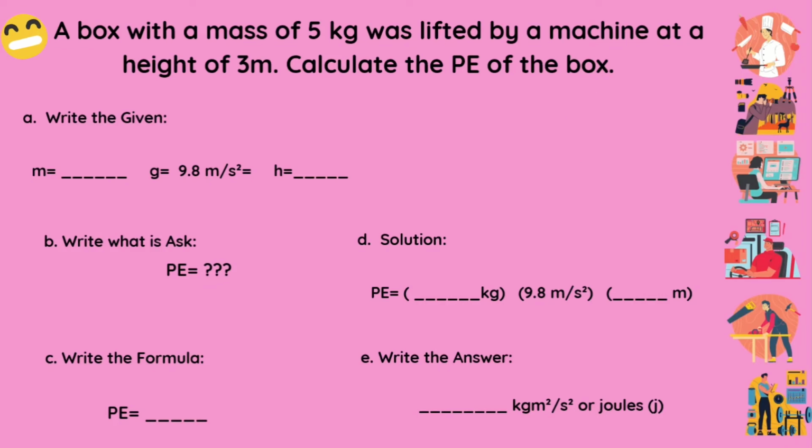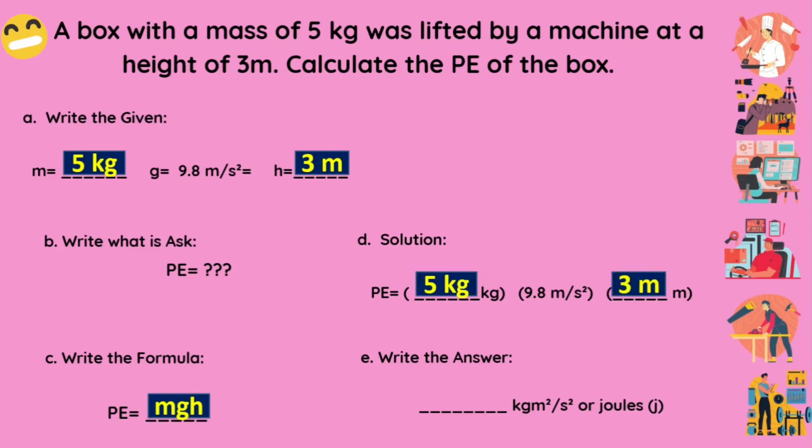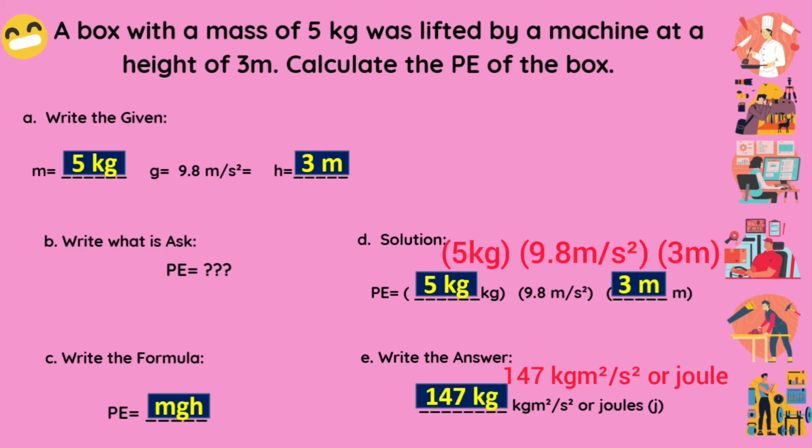Alright, the given mass is 5 kilogram. Kung 5 kilogram ang sagot nyo, very good. The given height is, okay, very good, 3 meters. Kokopyahin nyo lang naman yan. Formula for potential energy is mgh. For the solution, okay, 5 times 9.8 is 49, times 3, then the answer is 147. Our unit is kilogram meter squared per second squared. Very good.